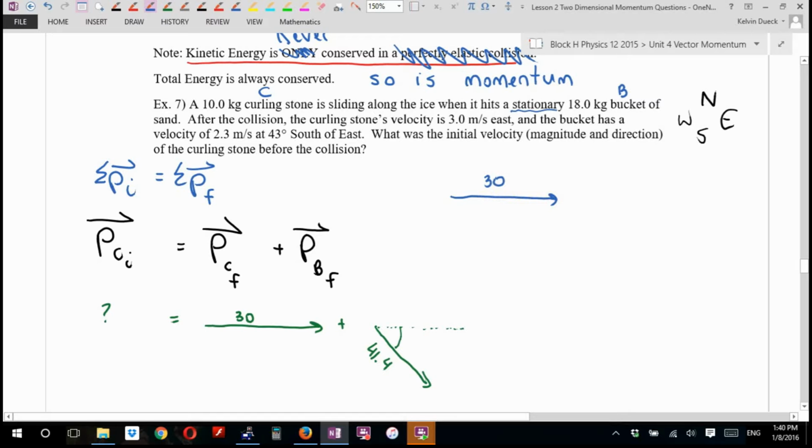The second vector, is it bigger, smaller, or the same size as the 30? Bigger? Way bigger or a little bit bigger? Okay, so how about that, ish? And that is 41.4. Hey, you know what? I now know what the initial momentum of the curling rock must have looked like. It must have looked like that.